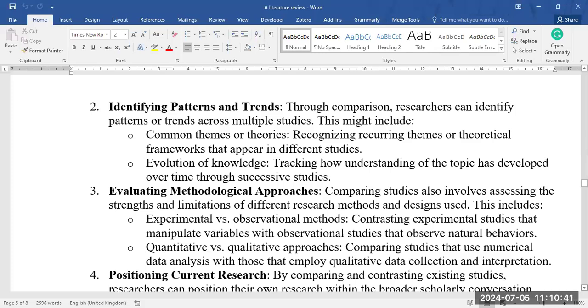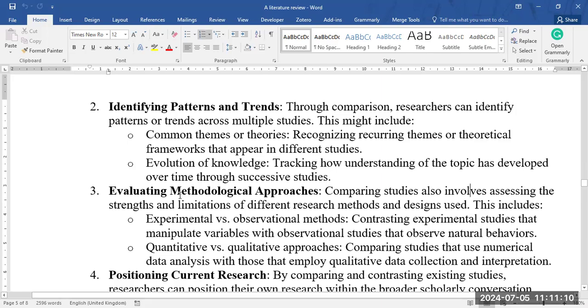Then a theoretical framework also appears in different studies. So they can think that maybe it is more popular, because everyone is trying to take the same thing. That's why recurrent means these themes and theories are repeatedly appearing in different studies, which means they are accepted by most of the researchers. That's why we can say that is the trend, or that is the common finding.